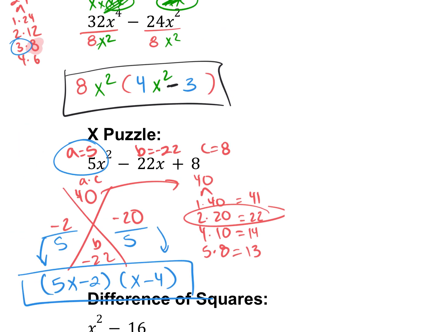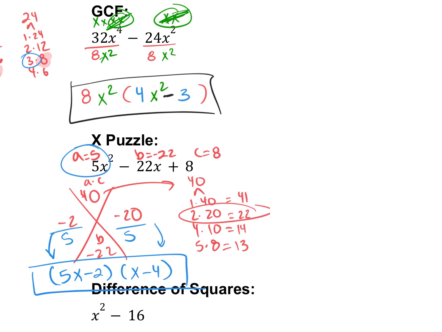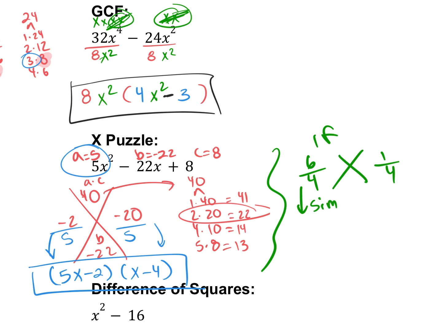One thing I do want you to be careful of is if, when you do the X puzzle, you end up with something like 6 over 4 and 1 over 4. This one you cannot divide, but you can and must simplify. If you don't know how to simplify, you can do it on the calculator, alpha, y equals 1, or you can do it on decimals.